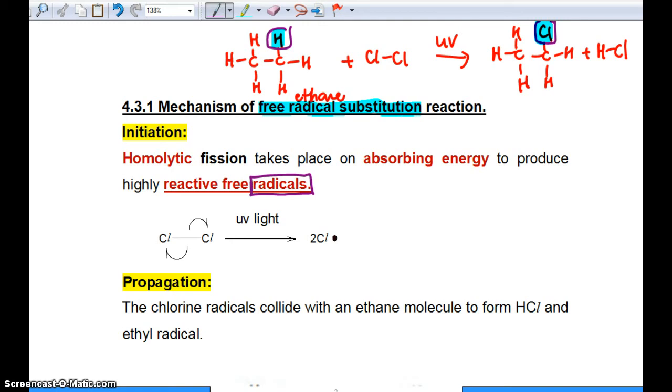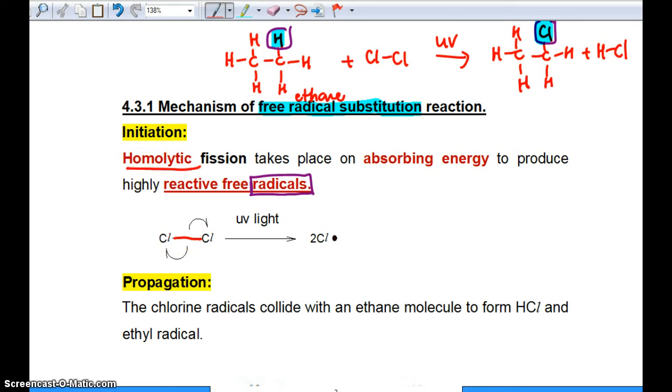How do we generate the radicals? Using UV light. So we use UV light or we use sunlight. We absorb light energy, and UV is also a kind of light. So basically we absorb light energy to break a bond. So we break the Cl-Cl bond here.